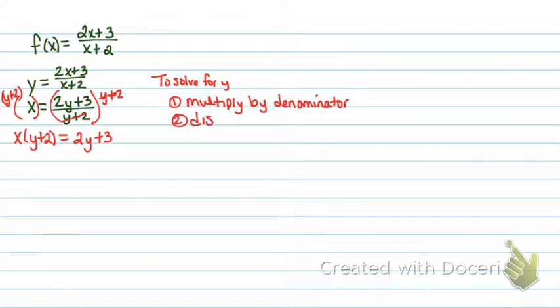So then we're going to distribute the x. So we get xy plus 2x equals the 2y plus 3.